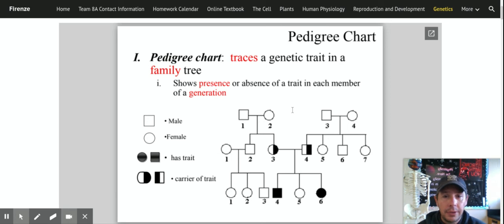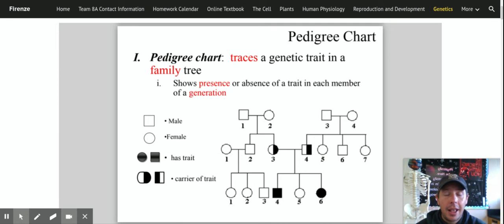Now let's pretend that we're talking about brown hair and blonde hair. You can see here that girl 3 and girl 4, boy 4, are both carriers for blonde hair. That doesn't mean they have it. They probably both have brown hair because brown hair is the dominant genotype. Now, when they had children, you can see person 4 here, the male, and 6 are fully colored in.